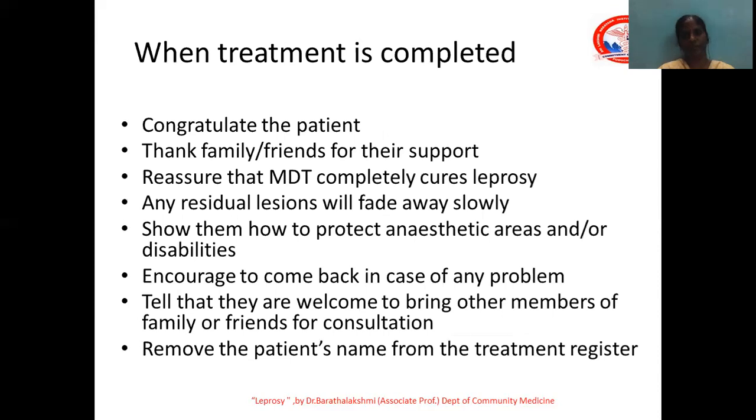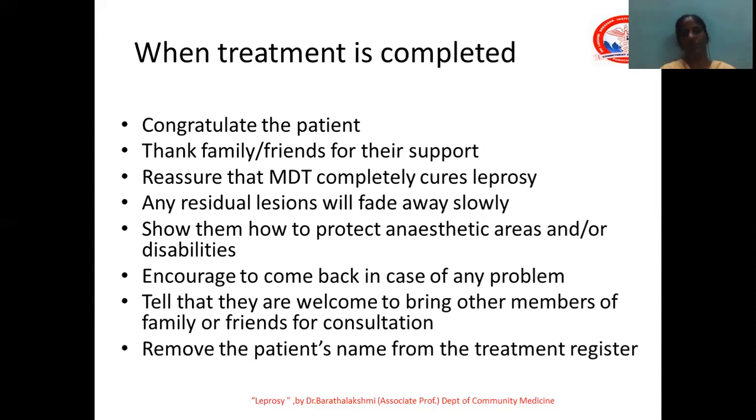When the treatment is completed, after following the treatment properly, what are the things that should be done for the patient? We'll have to thank him for complying with the treatment. We'll have to thank the friends and family members for successfully completing the treatment. We'll have to reassure that MDT completely cures leprosy. He is a living example and he can be a guide for another person who is affected with leprosy. Any residual lesions will definitely fade away slowly. That is the leftover of the disease.